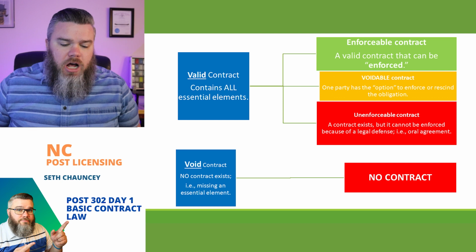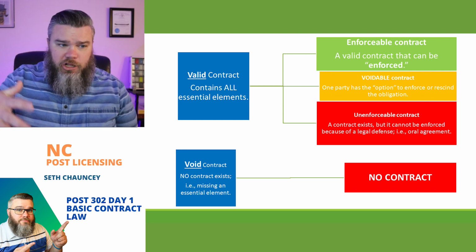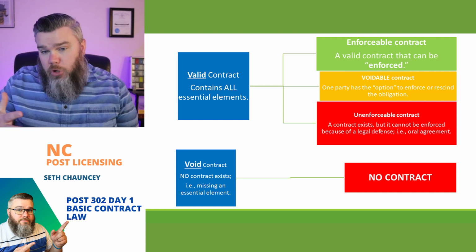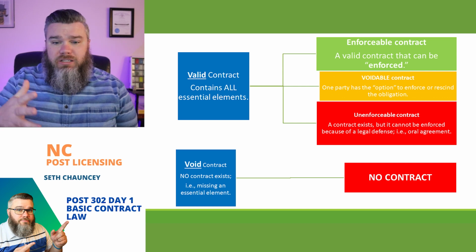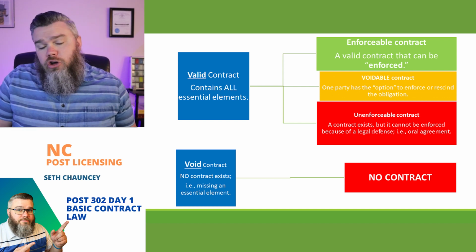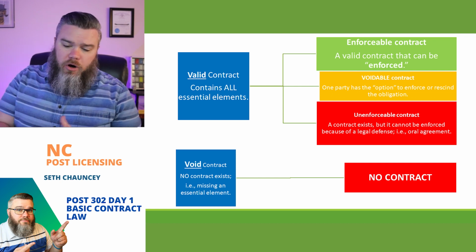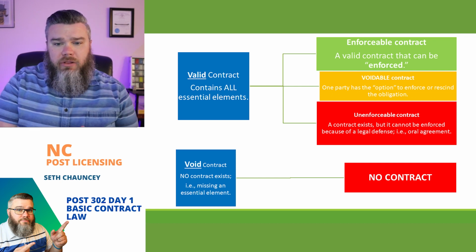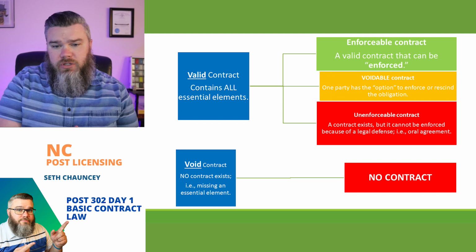So a valid contract that contains all the 4 essential elements under basic contract law could potentially be enforceable because it's valid under basic contract law and was not required to be in writing. It could potentially be voidable if one party had the ability to get out, depending on the circumstances, even though it contained all those essential elements.